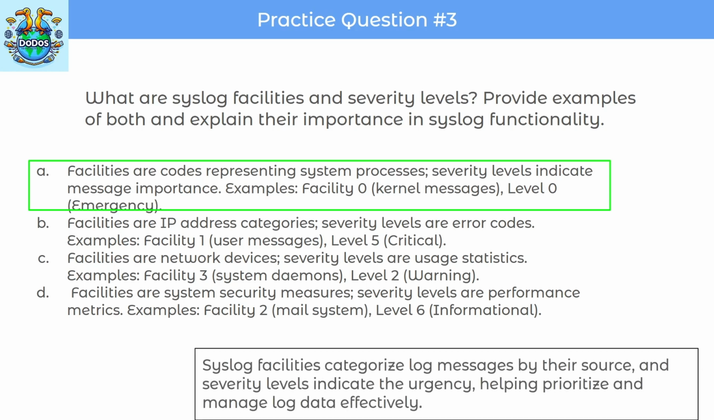Syslog facilities categorize log messages by their source, and severity levels indicate the urgency, helping prioritize and manage log data effectively.